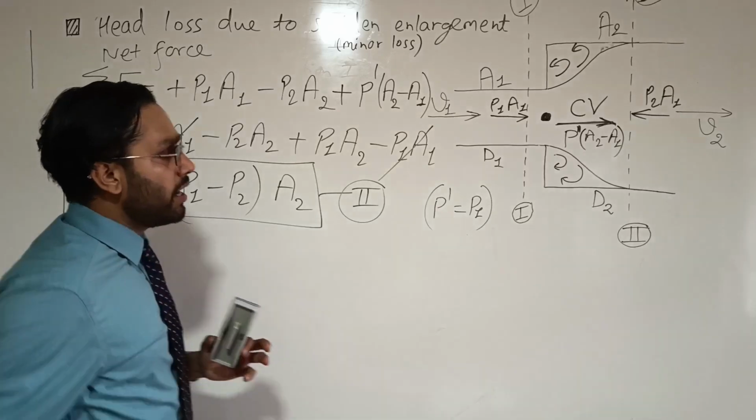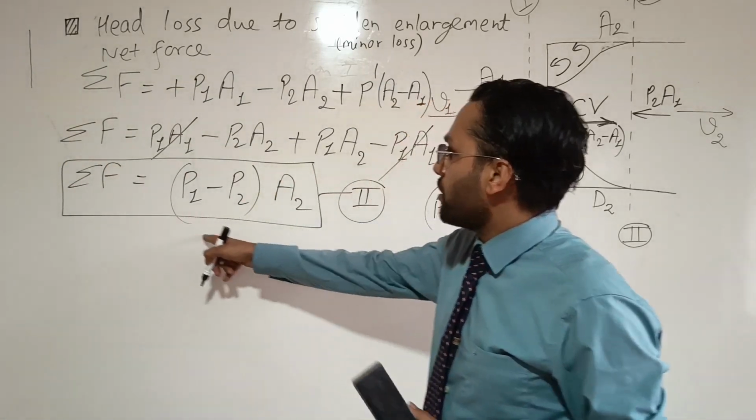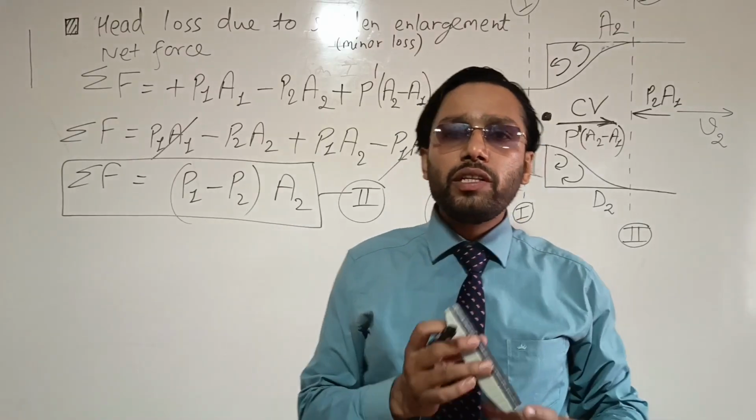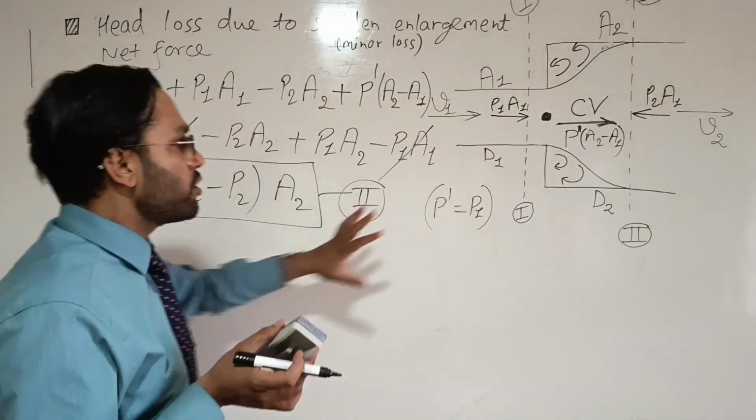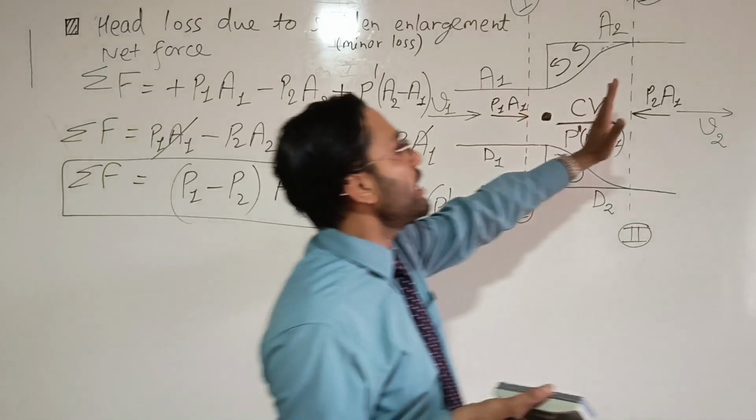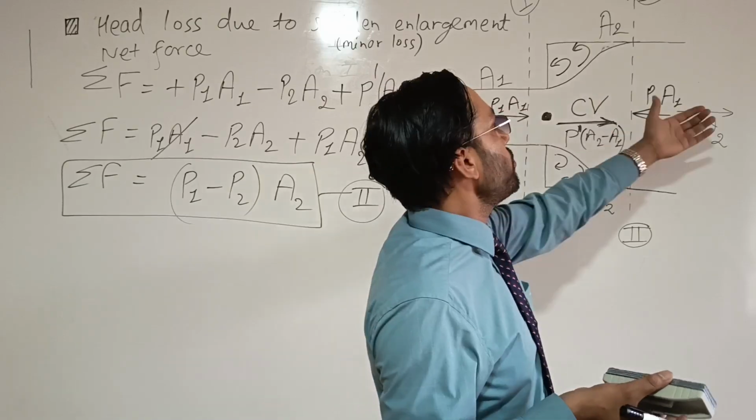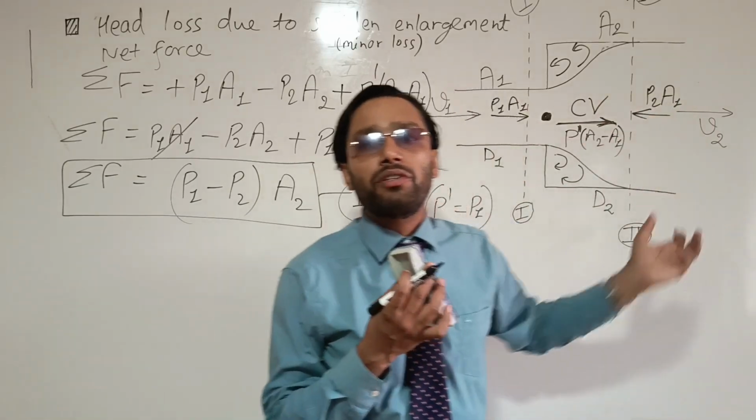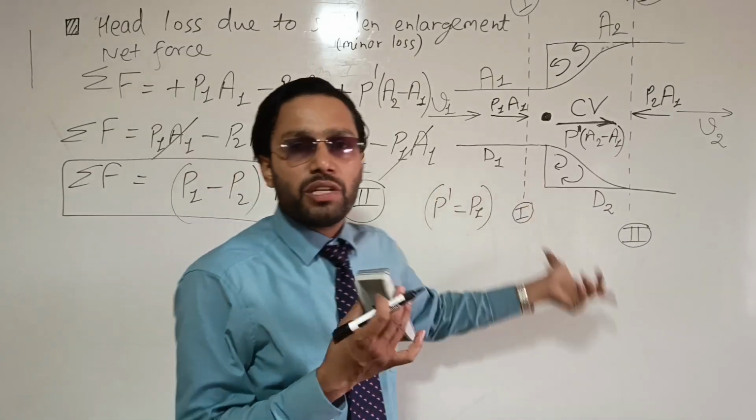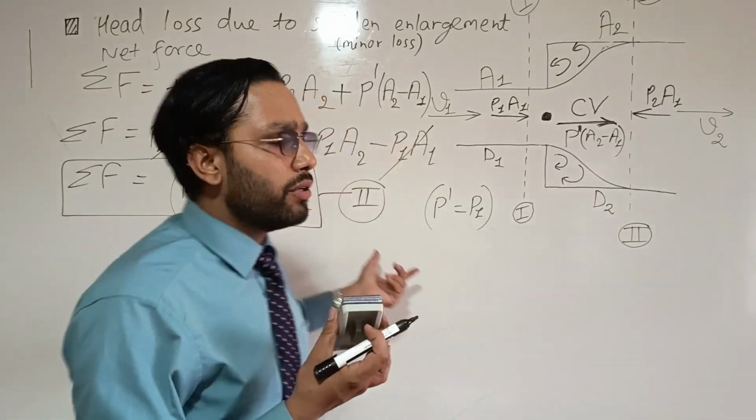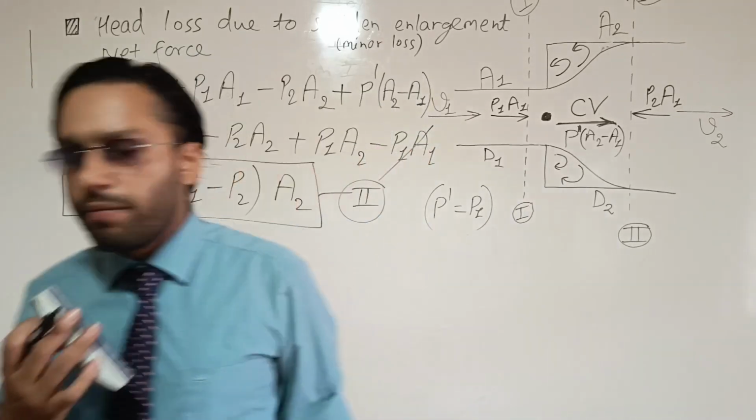Okay, I have calculated the net force, and the net force is going to be P1 minus P2 into A2. Why am I doing this? Because I am going to apply the momentum principle after this. To apply the momentum principle, I need to find the rate of momentum here and here, and subtract them to get the rate of change of momentum. When you get the rate of change of momentum, you can equate it to the net force, and that is called the momentum principle. So we are applying the momentum principle.